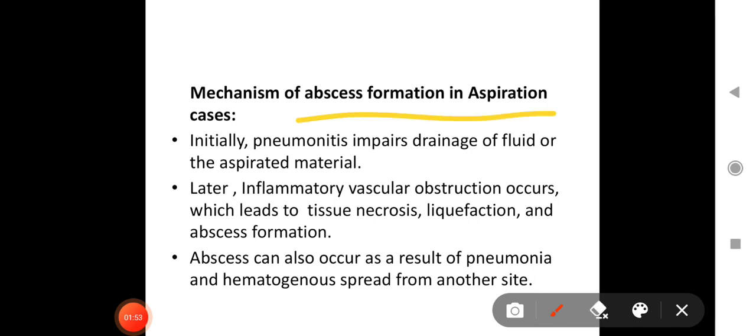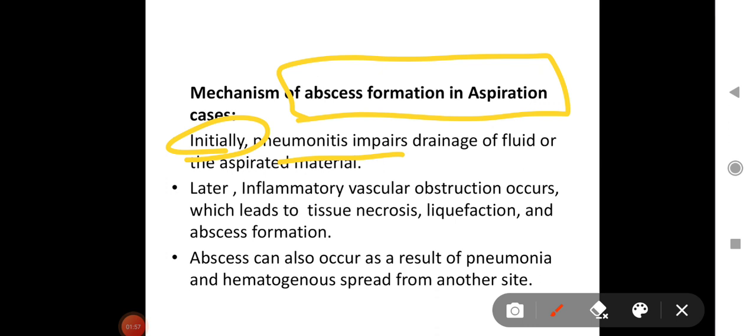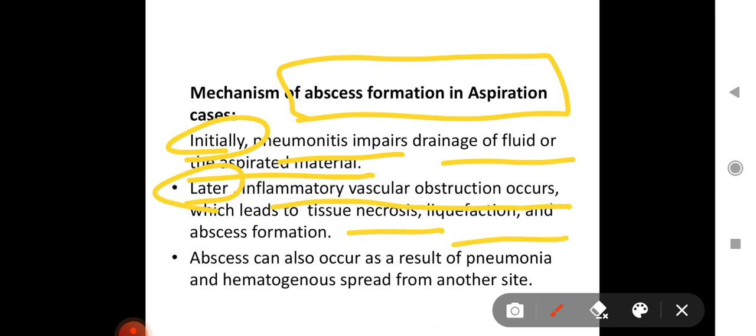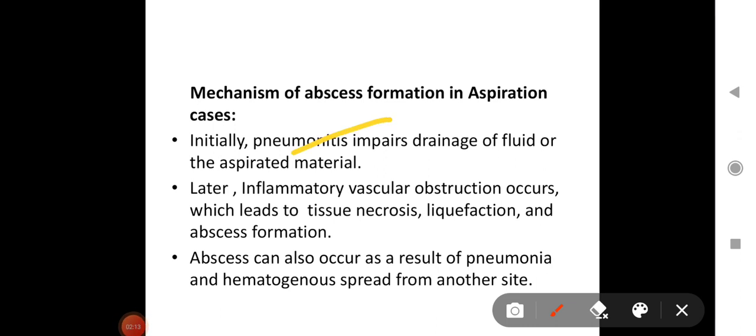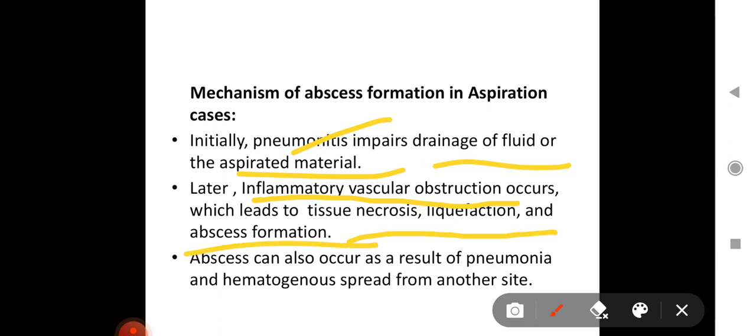What is the mechanism of abscess formation in aspiration cases? Initially, pneumonitis because of aspiration leads to impairment of drainage of fluid of the aspirated material, and later it leads to inflammatory vascular obstruction, which leads to tissue necrosis, liquefaction and abscess formation. So what is the pathophysiology behind this? Initially pneumonitis impairs drainage of fluid. The impaired drainage leads to accumulation of aspirated material there, which leads to inflammatory vascular obstruction, and necrosis and liquefaction and abscess formation takes place.